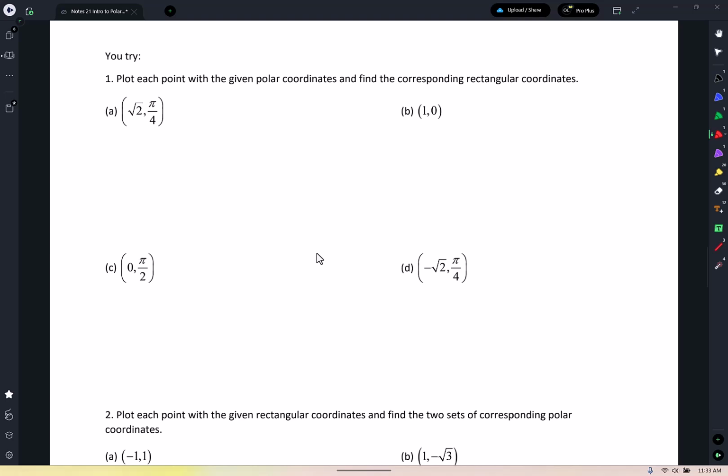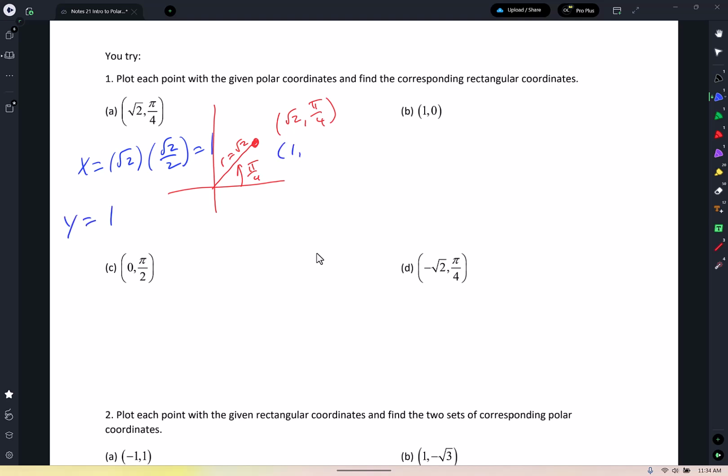Okay, so first you do the angle. Pi over 4 is in quadrant 1, and then square root of 2. So you're going to be in quadrant 1. Boom. If you want to do your visual, that's r equals square root of 2, and that angle is pi over 4. So there's that point, square root of 2, comma, pi over 4. Do they want rectangular? And find the corresponding rectangular coordinates. Yep. Okay. X is equal to square root of 2 times cosine of pi over 4, which is square root of 2 over 2. So you're going to get 1. Square root of 2 times square root of 2 is 2, and 2 divided by 2 is 1. Y is going to get the same thing. So that point is 1, comma 1. Cool?